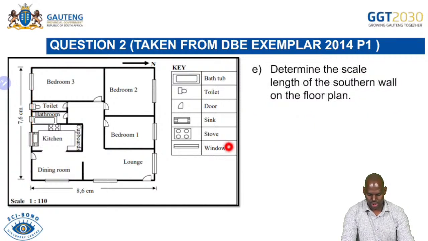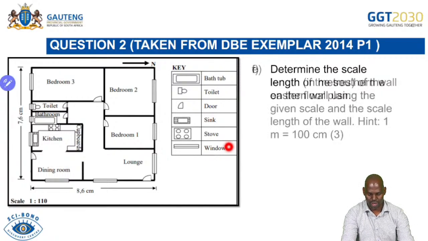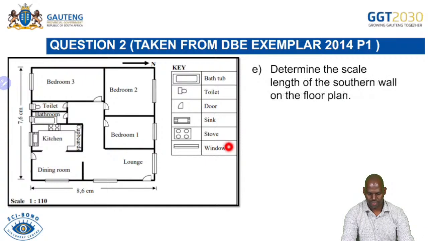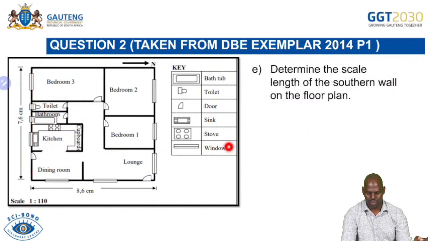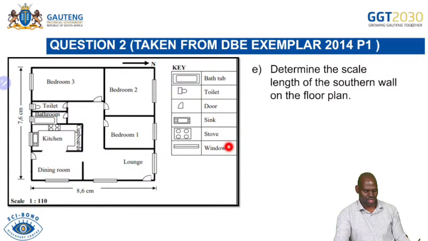So this one is determine the scale length of the southern wall. I think these questions are the same. Determine the scale length of the southern wall on the floor plan. We said it's 7.6 centimeters. And if you look at it, it still says determine the scale length of the southern wall on the floor plan. So we have answered this question, actually: 7.6 centimeters.